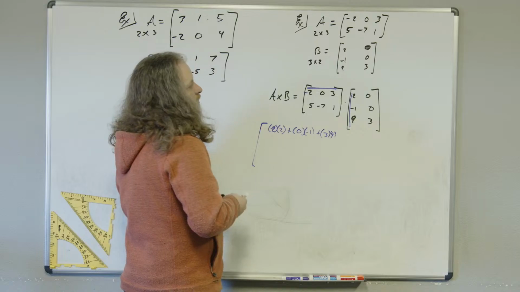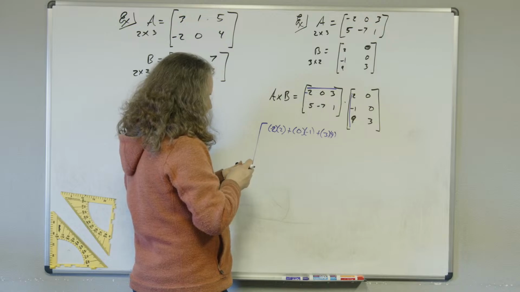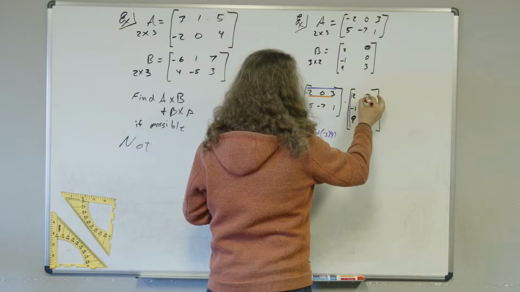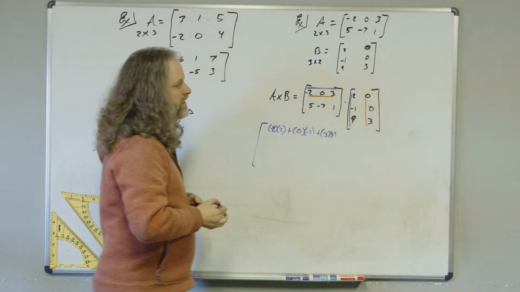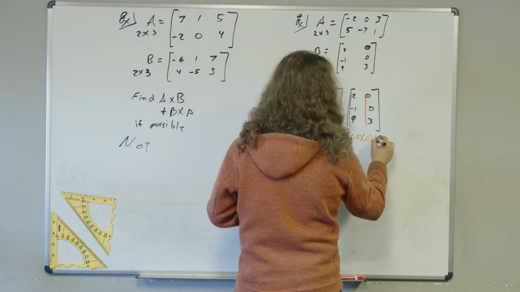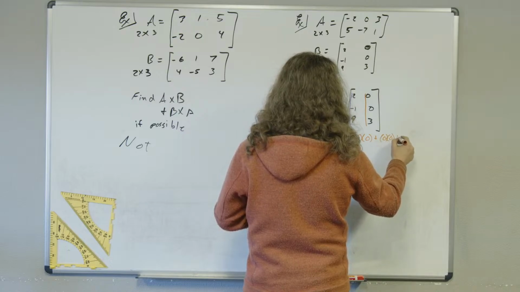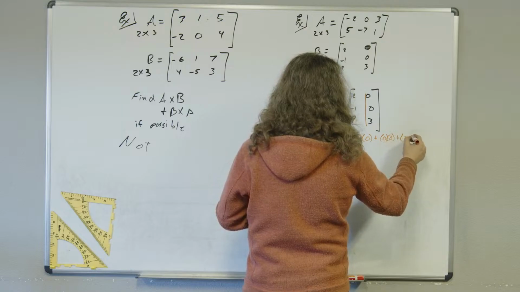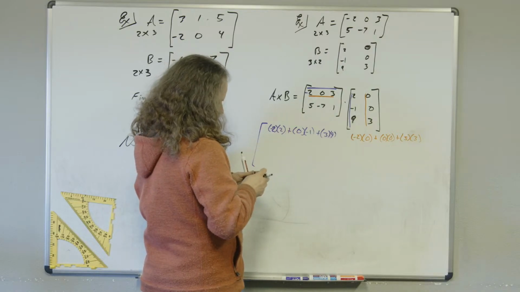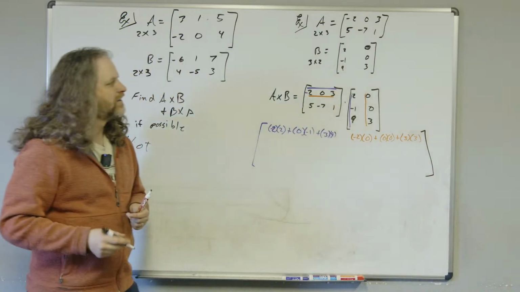Then we would continue on this row until we've gotten through all the columns. So we would hit the next column. So this row times this column. So negative 2 times 0 plus 0 times 0 plus 3 times 3. So now we've done that first row, and we've done it times all the columns. So then we go to the next row.